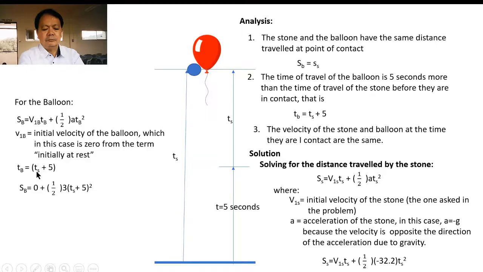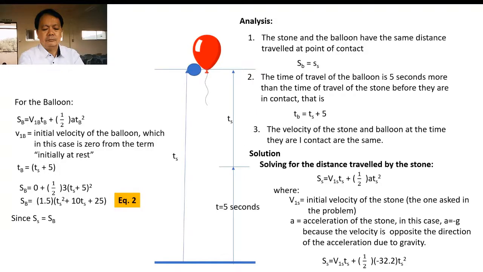If this is substituted in the equation, S sub B becomes 0 plus 1/2 times 3 times the quantity Ts plus 5 squared, and then you have S sub B equals 1.5 times Ts squared plus 10 Ts plus 25. Or in simplified form, this will be our second equation.